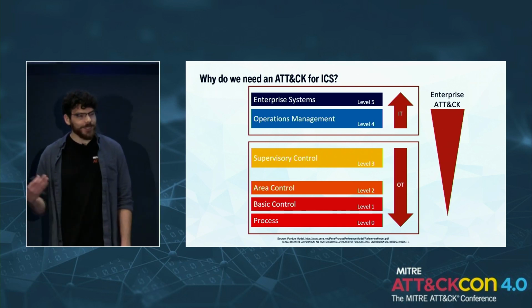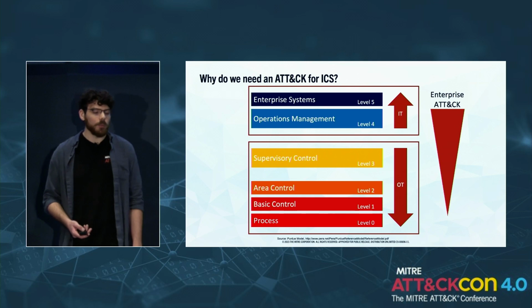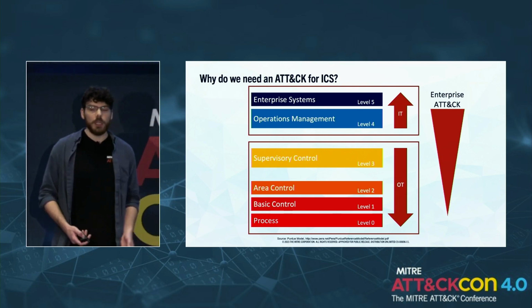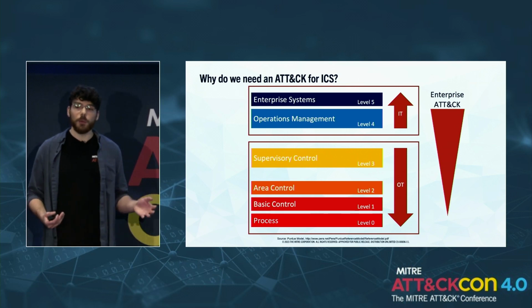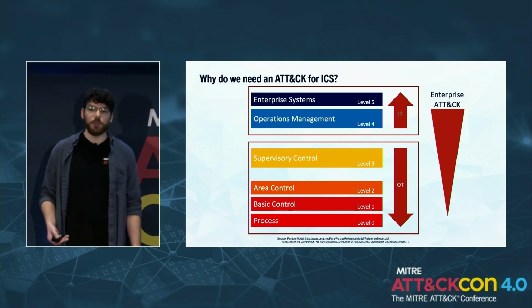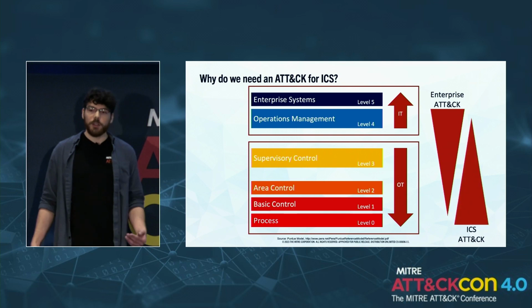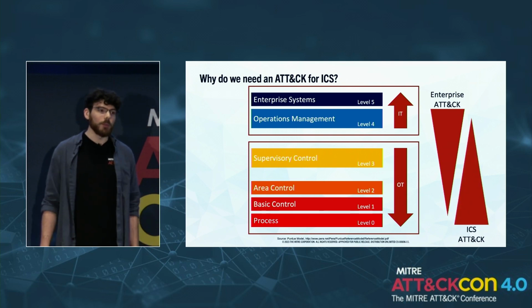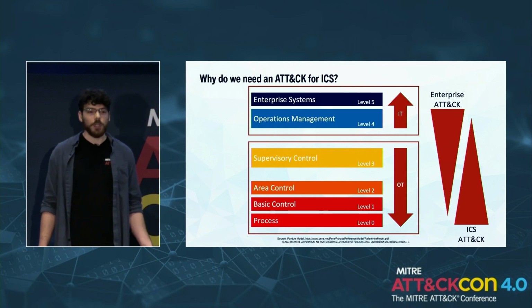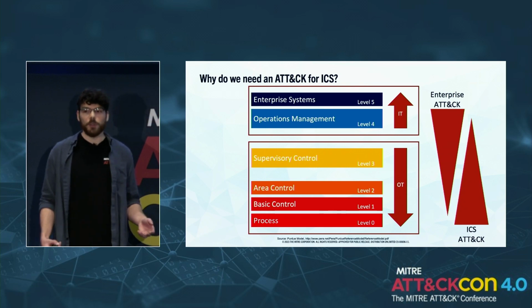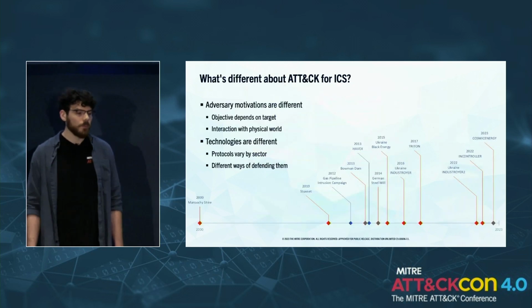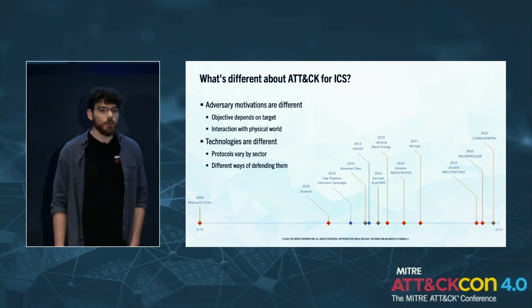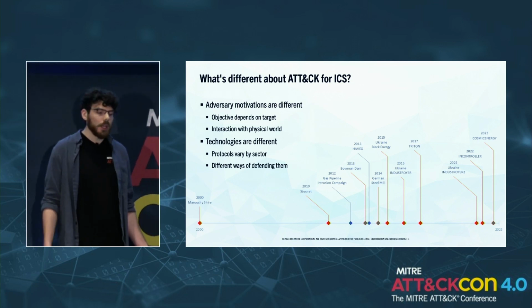But as you went further down into the Purdue model, to the lower levels of 1 and 2, the level of detail just wasn't to the degree you might want to explain adversary behavior for OT protocols. This is where Attack for ICS came in. We focus on those lower level Purdue levels, describing the control of industrial processes, primarily levels 1 and 2. And you may be asking, what's different about the different domains?